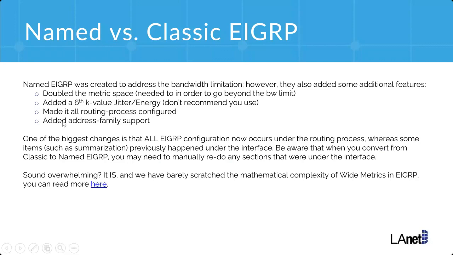Remember that I mentioned it made all the configuration under the routing process, nothing under the interface anymore. Remember, I gave you that caveat that anything configured under the interface needs to be manually moved under the routing process, namely route summarization. And then it added address family support, very similar to what we get in, say, BGP, for example, right? We have address families in BGP. So you get the same thing now in EIGRP, which makes it much more scalable and friendly.